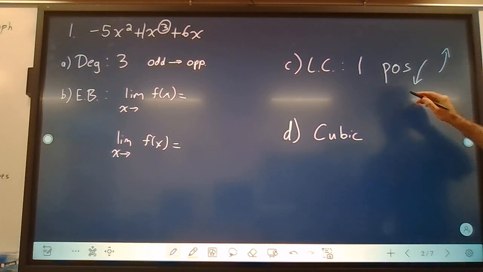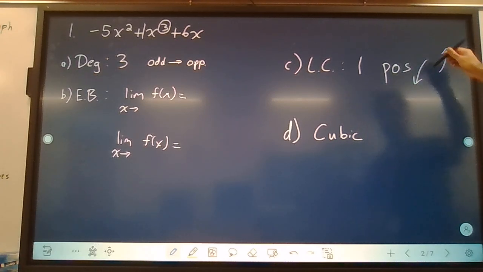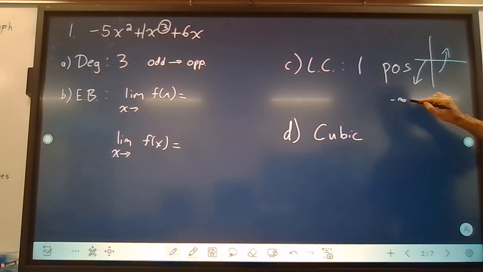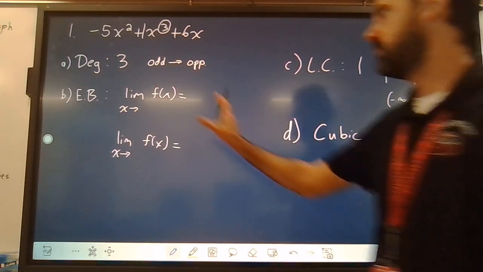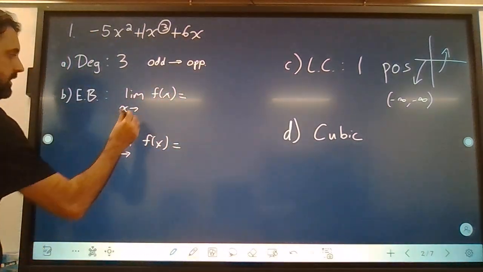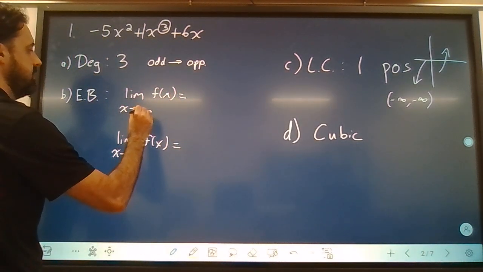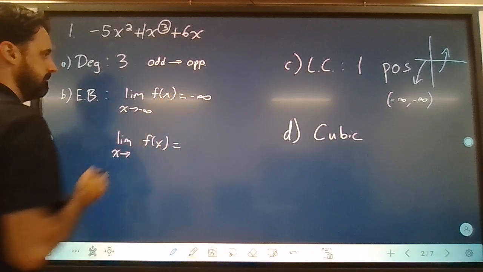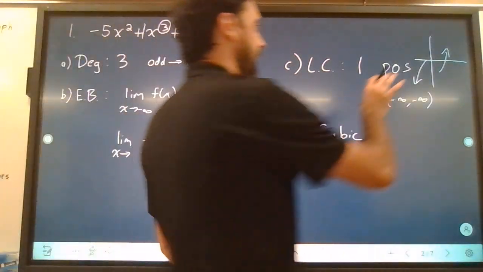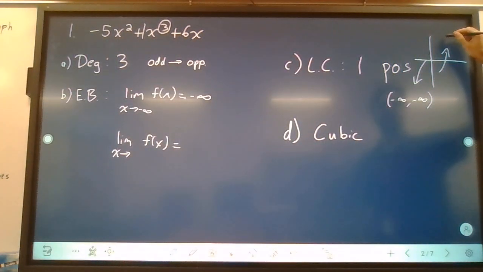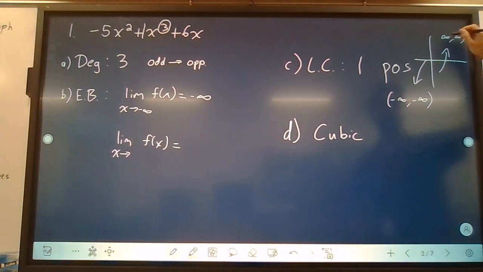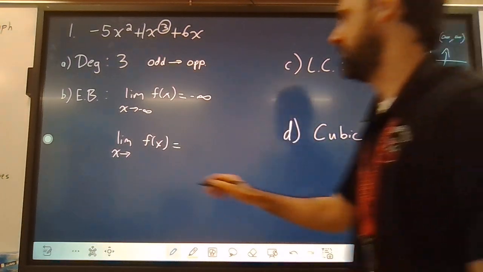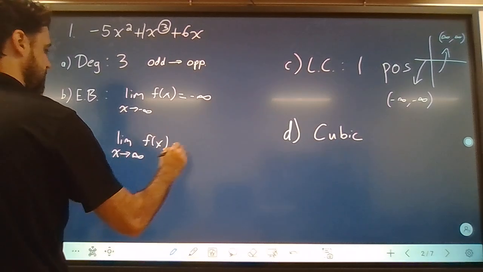So if this is our end behavior, what coordinate points are these approaching? Well, if it's on an xy axis, right, this graph here is approaching negative infinity for x, negative infinity for y. And so that goes in our limit statement for the end behavior. So x is going to approach negative infinity, and y is going to approach negative infinity. Now, as it goes to the right, the graph is approaching positive, positive infinity. So those values will go in the other limit statement, positive, positive.